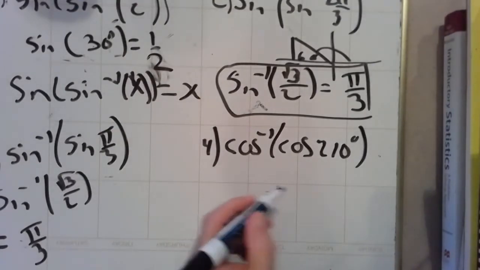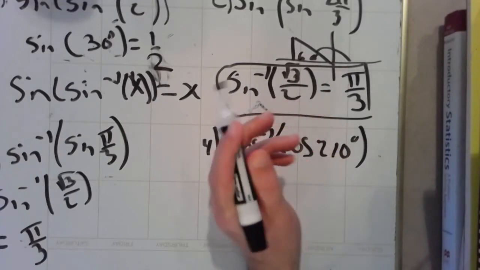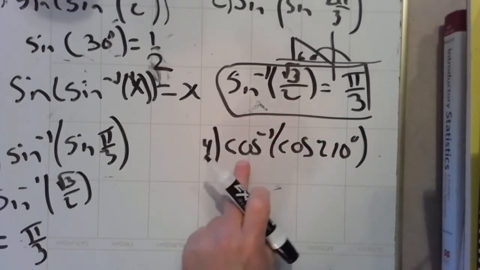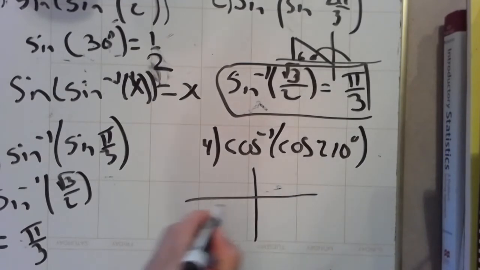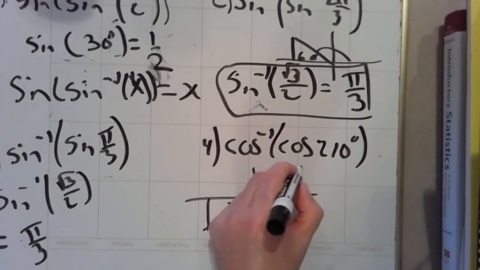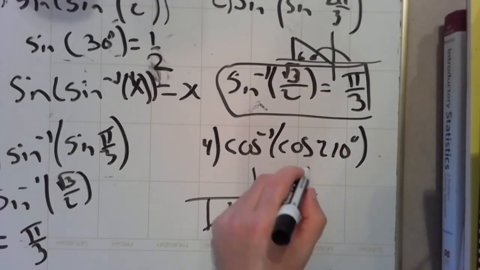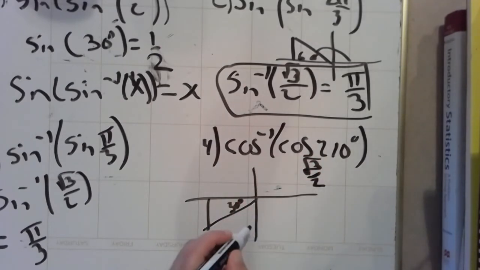Cosine uses quadrants 1 and 2. If your angle is between 0 and 180 degrees, these would just cancel out. That's not. 210 degrees is here. That's a 30-degree reference angle. Cosine of 210 degrees, look on your unit circle, is negative root 3 over 2.